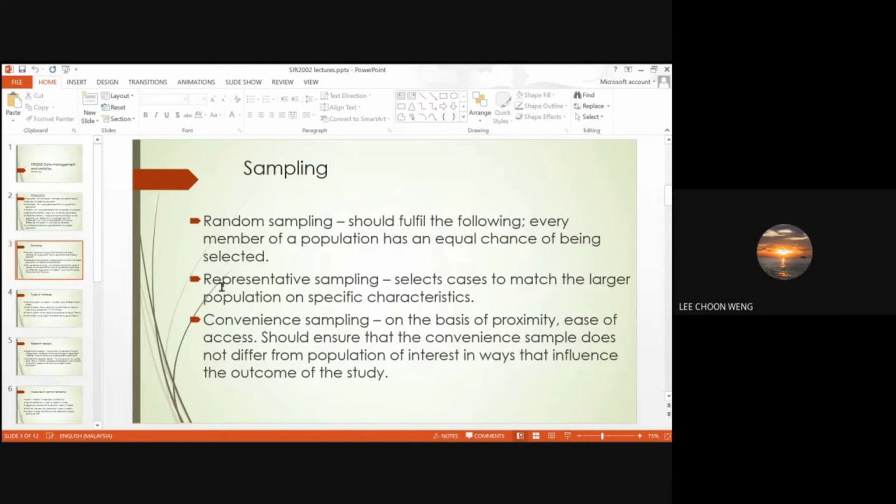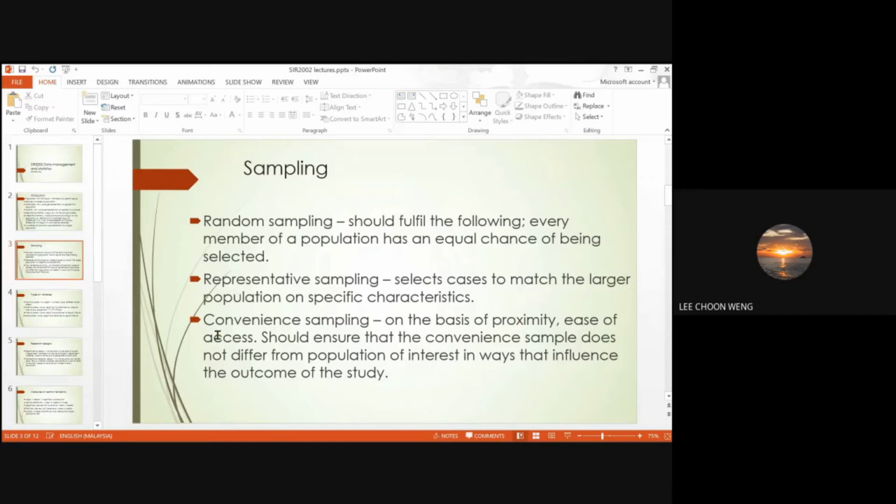Okay, so this one is where you set the cases in order to match the larger population. Lastly, for convenience sampling, this is based on proximity and ease of access. For example, if you want to study something but you only sample around the Klang Valley because it's near, it's easier to access. So this is convenience sampling.